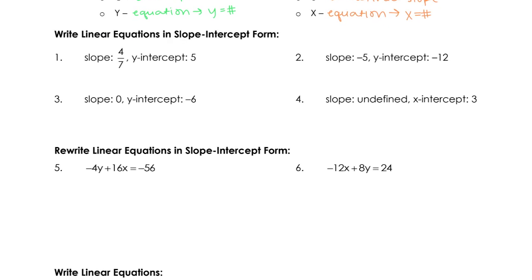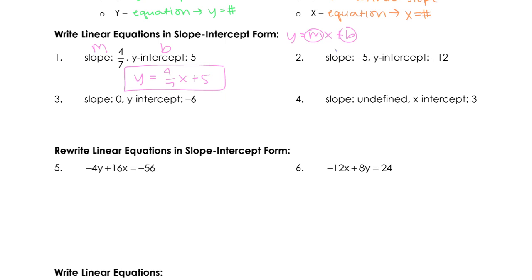Looking at number 1, it says write linear equations in slope-intercept form. So starting with number 1, we need to know m and we need to know b in order to write an equation in slope-intercept form. Because remember, that's y equals mx plus b. So we need to plug in m and plug in b. Y and x are going to stay the same every single time. Slope is m, y-intercept is b. So then that means this answer would be y equals m, which is 4/7. X would go next to it, and then plus b would be plus 5 because it's a positive 5.